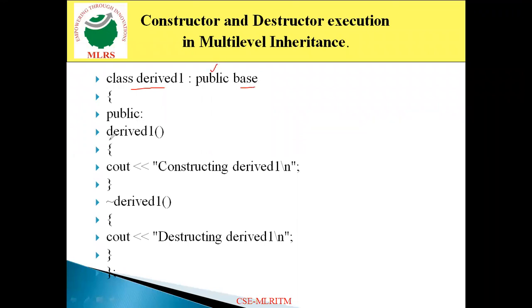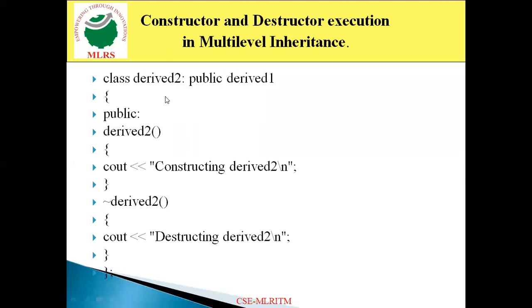Here I simply specify the constructor Derived1, which is meant to display "constructing Derived1". And also I am defining the destructor Derived1, which is meant to display "destructing Derived1". Then close the class. The derived class also completes. Then come to one more new class.